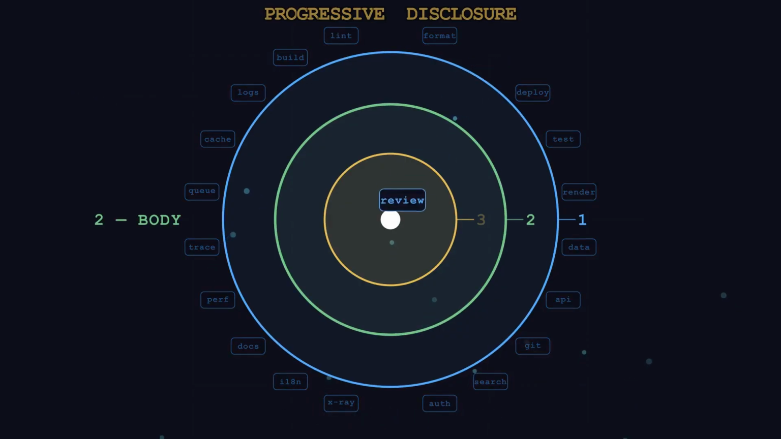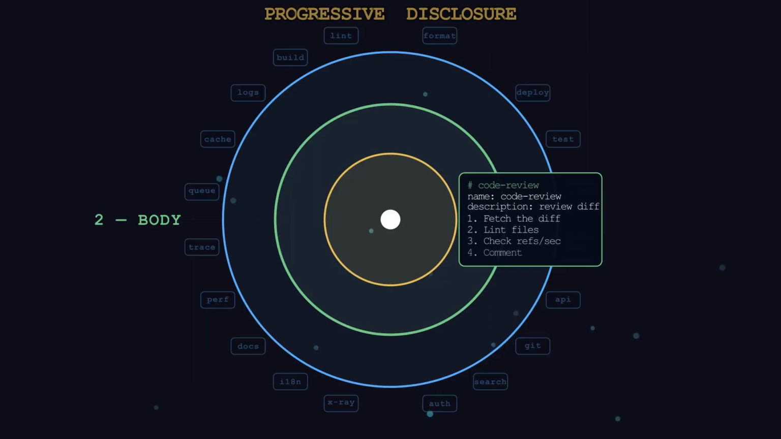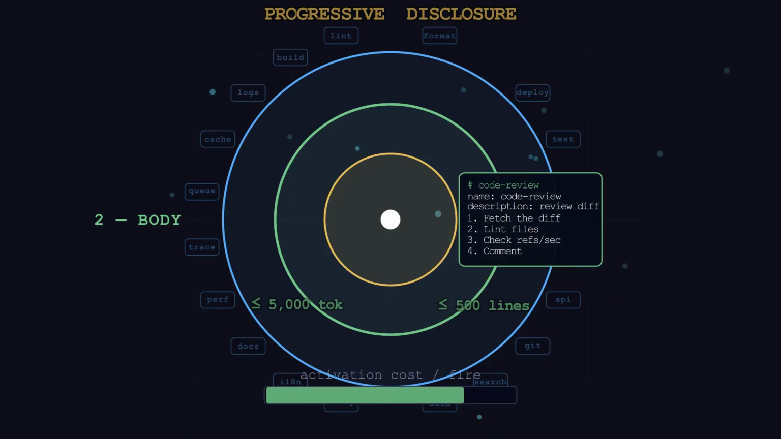Layer 2, the body. When the agent decides a skill matches, it reads the full SKILL.md into context. The spec recommends keeping this under 5,000 tokens, and Anthropic's best practice guidance says aim for under 500 lines. Not arbitrary numbers, that's the activation cost for one skill, and the agent pays it every time the skill fires.